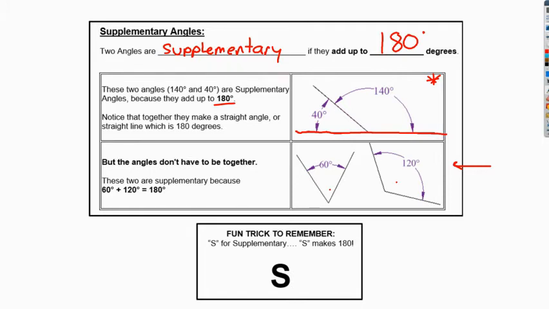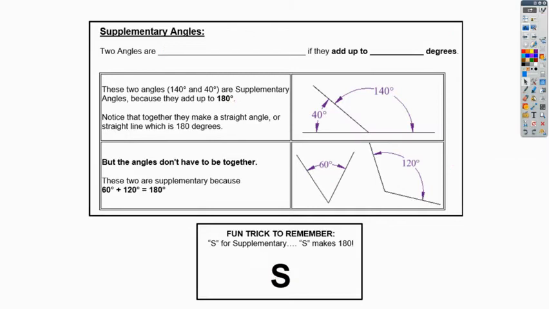One way to remember that supplementary is always 180 is that if you write an S, you could turn an S into 180, is how I always think. I just turn my S into an 8. It becomes 180. It's a fun little way to remember that S is 180.